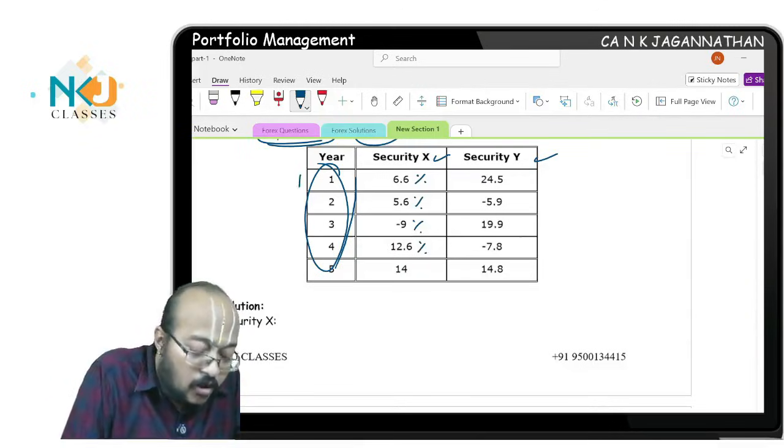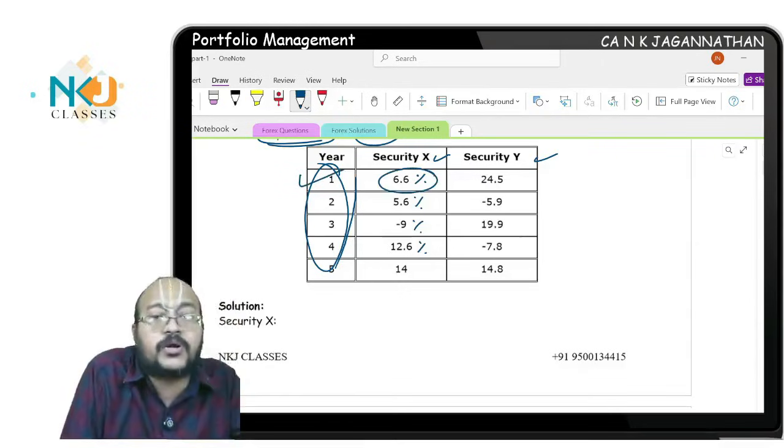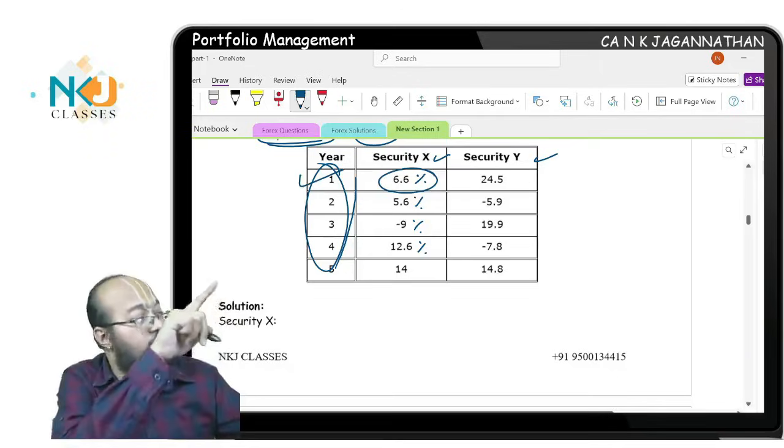You tell me, children, how this year 1 return of 6.6 would have been computed? P1 minus P0 divided by P0 plus dividend.